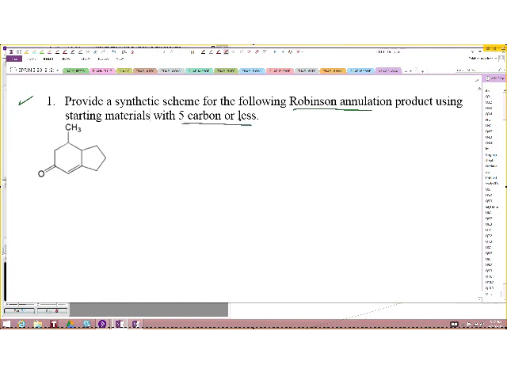Of course, as we know, in order for you to do this question, you got to know that Robinson annulation is a combination of what? Michael addition plus what? Aldol condensation. Very good.